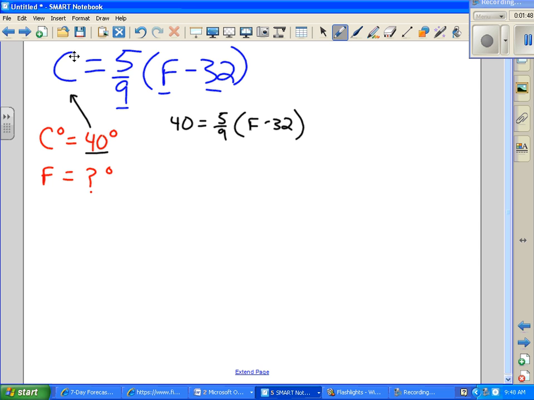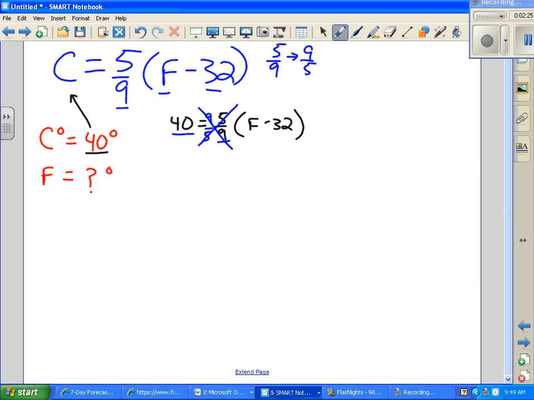Okay, next step here. What we got to do is get rid of this nasty fraction. Okay? And in math, to do that, we want to actually multiply times a reciprocal. So our reciprocal of 5/9 is 9 over 5. Okay, so let's do that down here. 5 over 9 times 9 over 5. And that's basically going to cancel out and become 1. And we don't even have to write the 1 there.